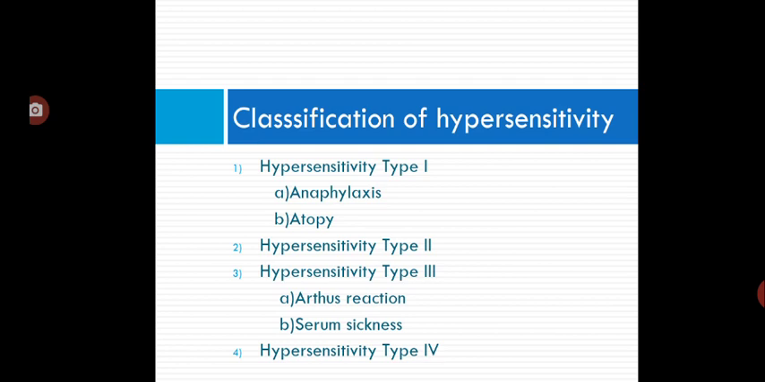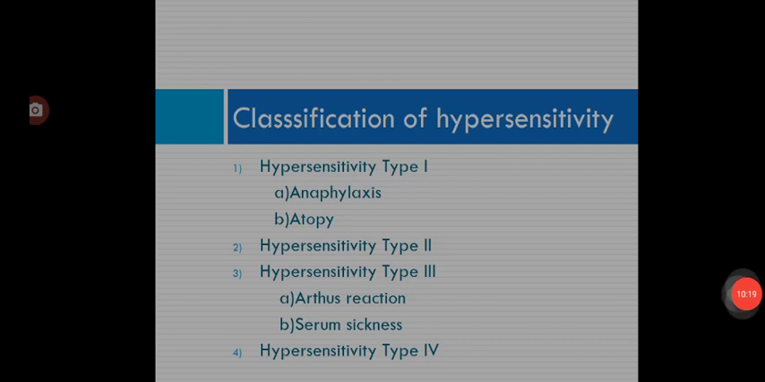Type 4 hypersensitivity reaction is mediated by T lymphocytes, which on contact with specific antigen release lymphokines that cause biological effect. Type 4 hypersensitivity occurs within 48 to 72 hours, and two types of delayed hypersensitivity reactions are recognized. First is the tuberculin type, and next is the contact dermatitis type.